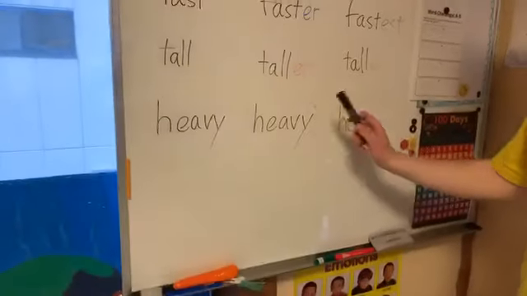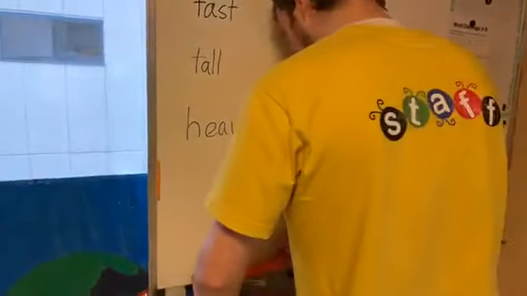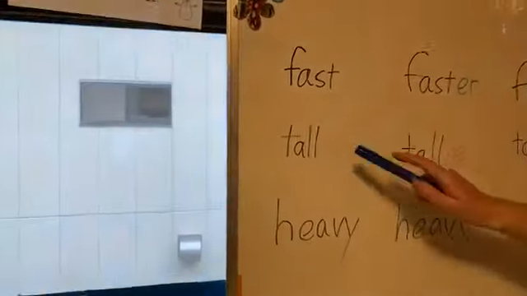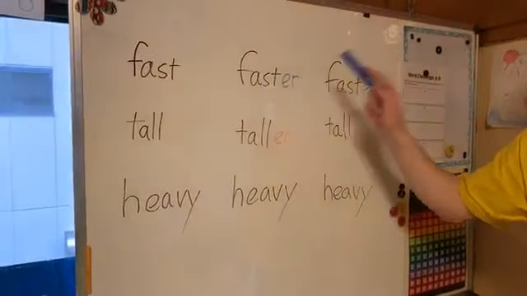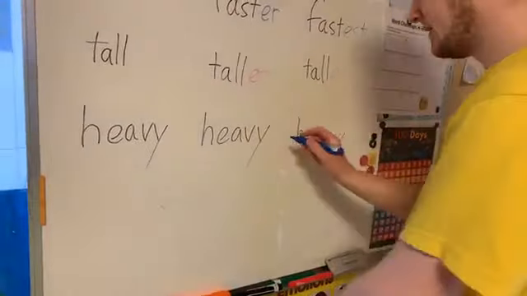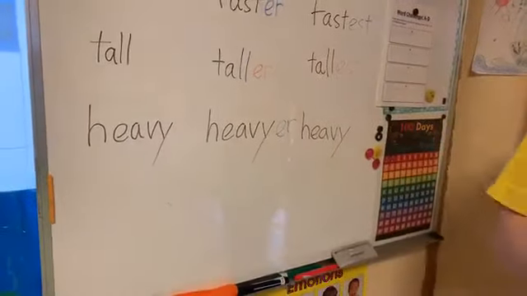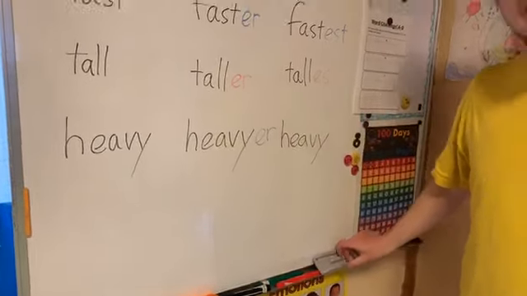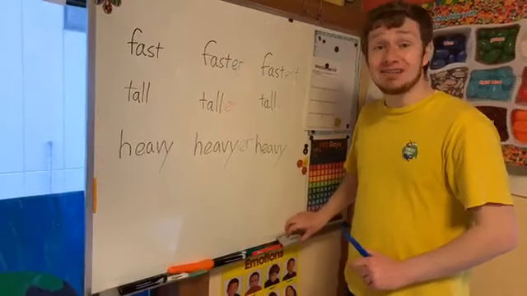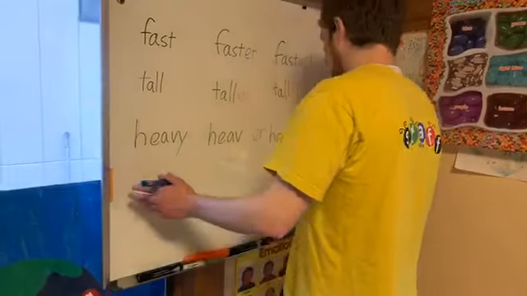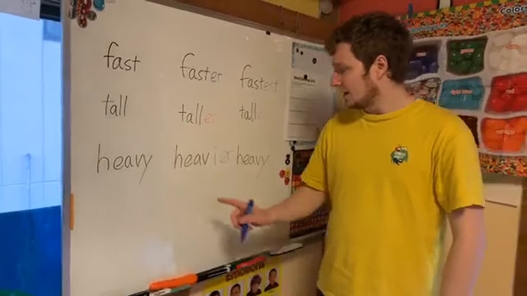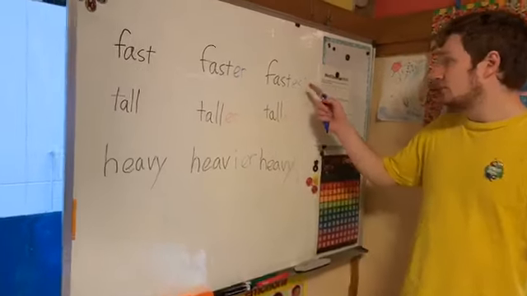So we've got heavy. I'm trying to say something. No, that's not right, everyone. Fast, tall, heavy. Next, we have faster, taller, heavier. That's not right. Sometimes with words ending in Y, we have to change it. So that changes to an I. Heavier. And the last word, fastest.